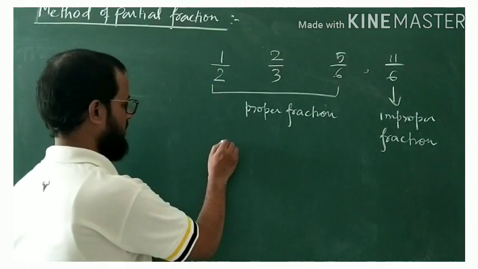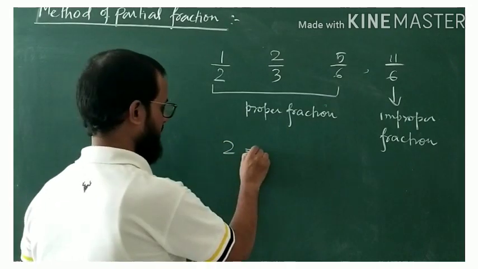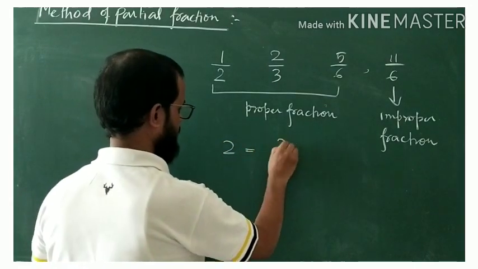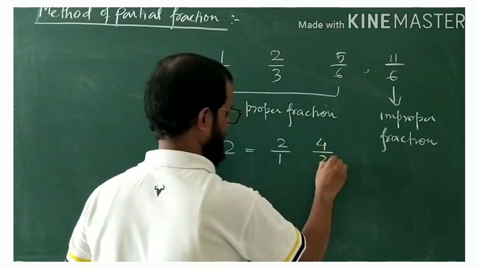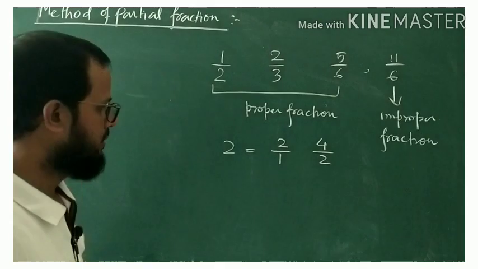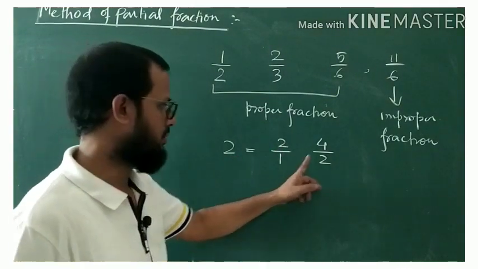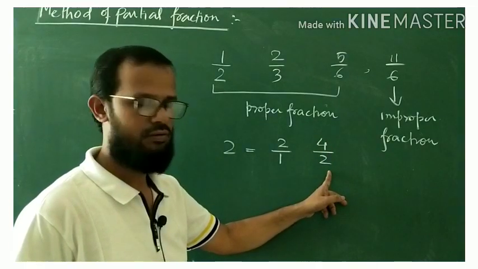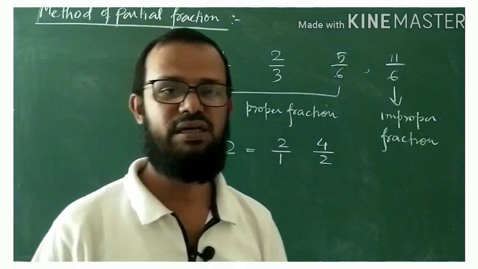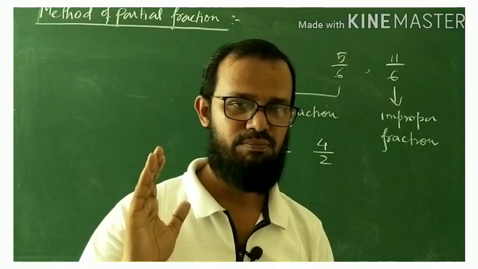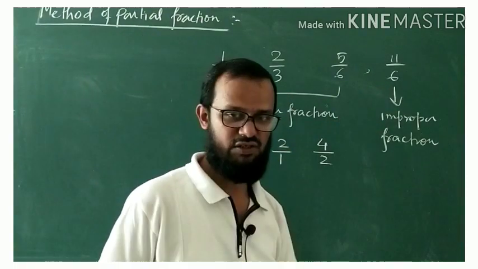Also suppose 2 is a number. 2 can be written as 2 by 1, or it can be written as 4 by 2, whatever be. So this is also an improper fraction because numerator is greater than denominator. In such cases, every integral number is also an improper fraction. So this is proper fraction, this is improper fraction.